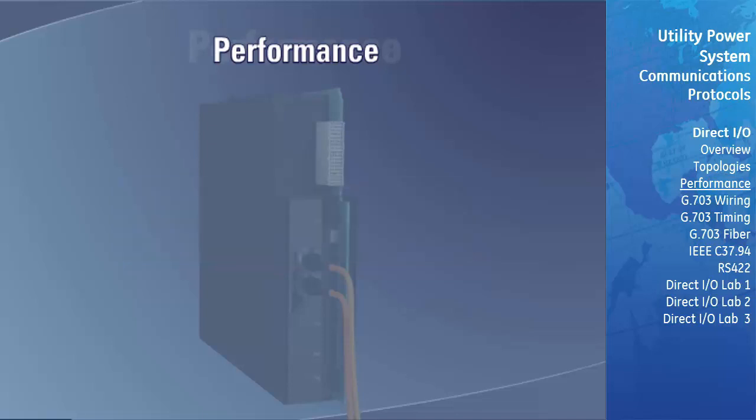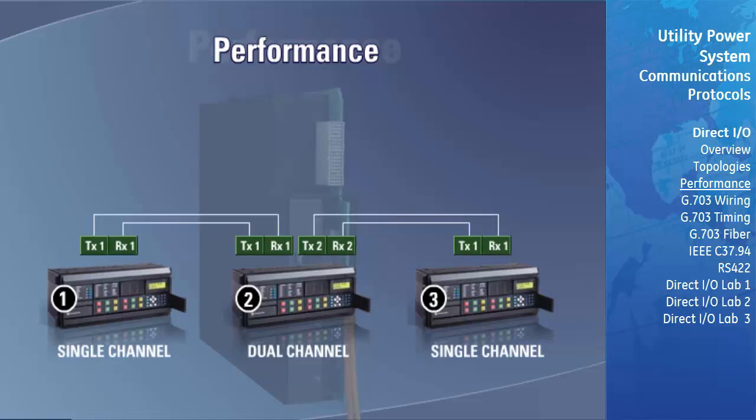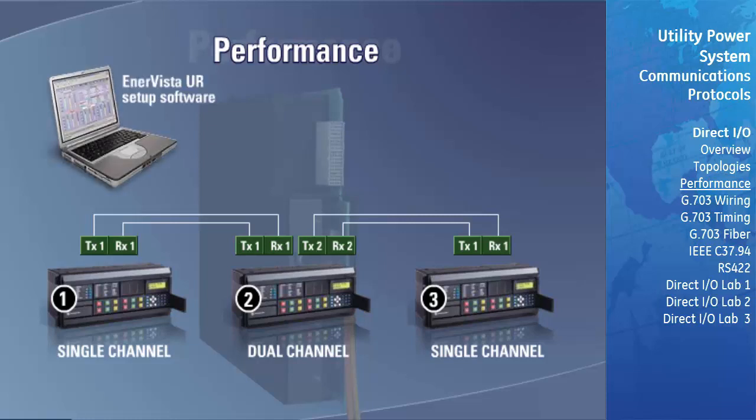Single and dual channel communication modules can also be intermixed when forming a LAN. Here we can see 3 universal relays connected using 2 single-channel cards and 1 dual-channel card to form 2 separate rings. Within the EnerVista UR setup software, we can enable the Direct I/O channel crossover setting to allow the Direct I/O to be shared by both rings.